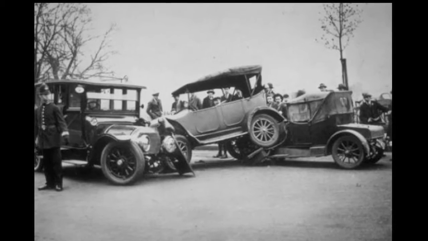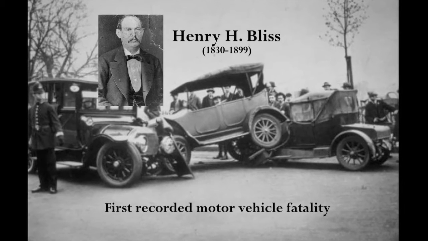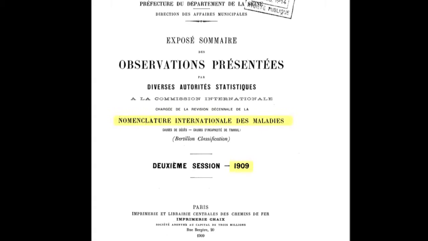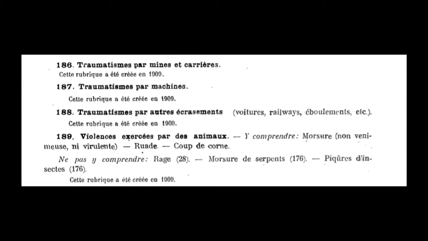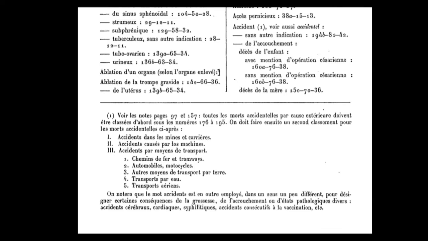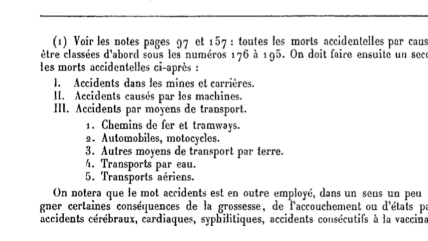Finally, the first motor vehicular accident resulting in death was reported on September 13, 1899. In the 1909 version of the list of causes of death was the classification for violent deaths due to horse-drawn vehicles. In 1919, a code summarized these deaths into traumatic death due to machines. By 1929, footnotes described accidents by different means of transport, including automobiles and motorcycles. By 1938, deaths in automobile accidents had their own category.